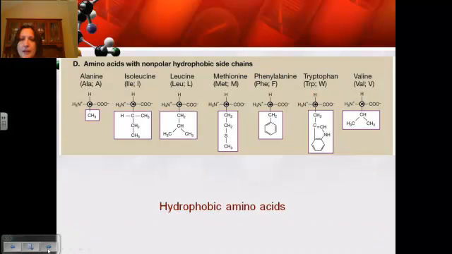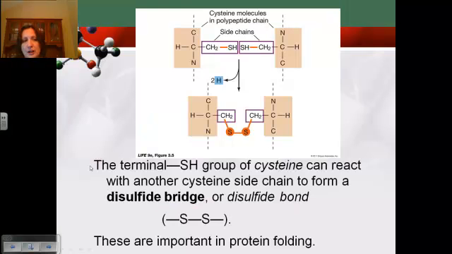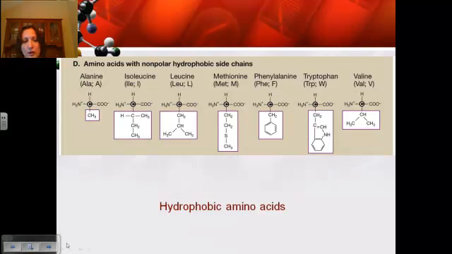And then finally we have our nonpolars. And so our nonpolars, we're not going to find oxygen, we're going to find chains of carbon and hydrogens. And so these are hydrophobic amino acids because they do not interact with water because of their nonpolar nature.